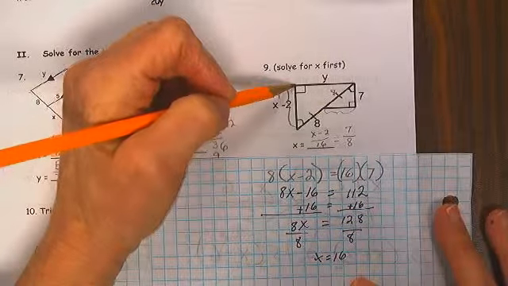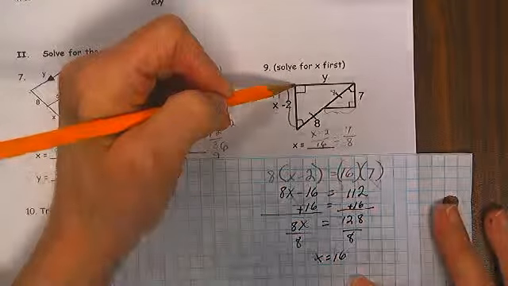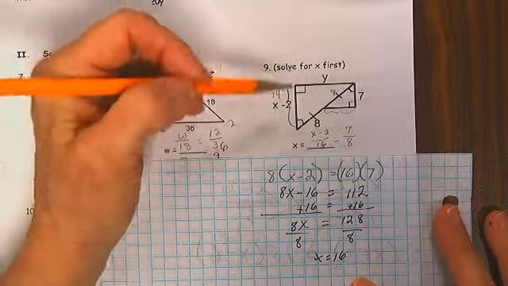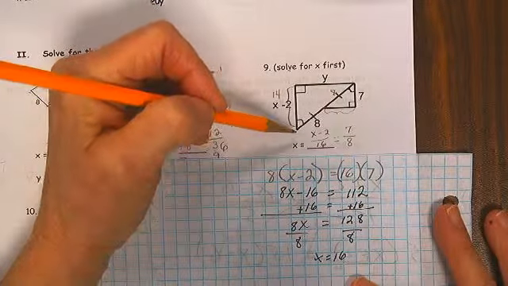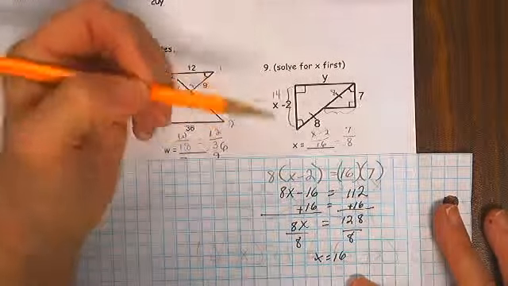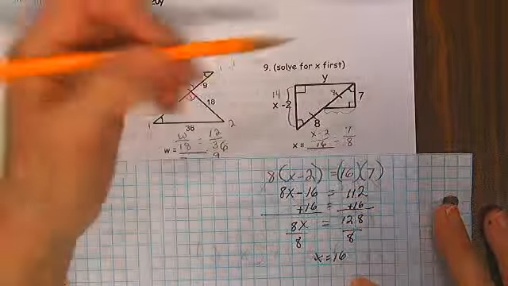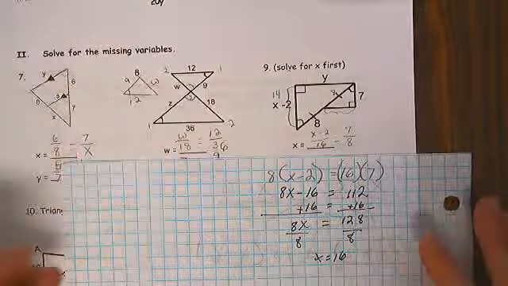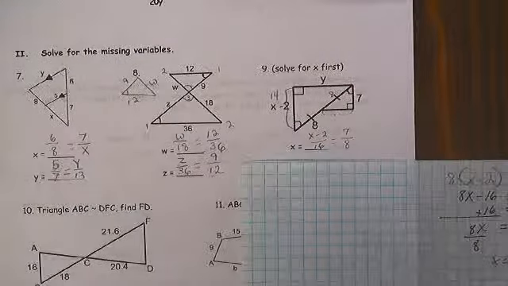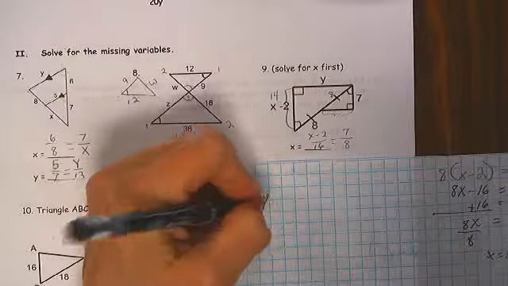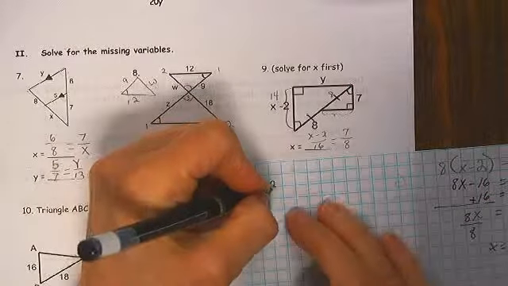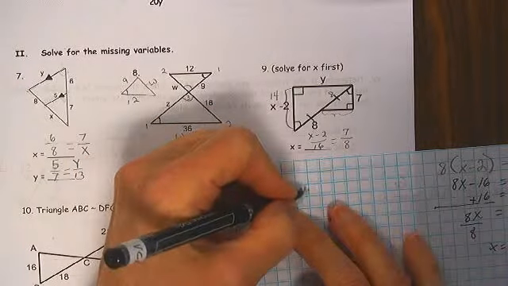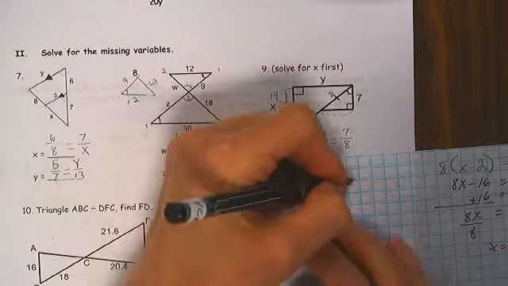And now Pythagorean theorem will help us get y. Although we could also do a proportion. People who like proportions are going to want to use proportions. I like Pythagorean theorem. So if this is 14 and this is 16, then y squared plus 14 squared equals 16 squared.